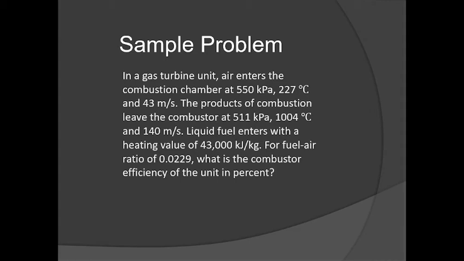Hello everyone. So today I'm gonna try and solve a sample problem for the Brayton cycle. So here it is. In a gas turbine unit, air enters the combustion chamber at 550 kPa, 227 degrees Celsius, and 43 meters per second. The products of combustion leave the combustor at 511 kPa, 1004 degrees Celsius, and 140 meters per second.